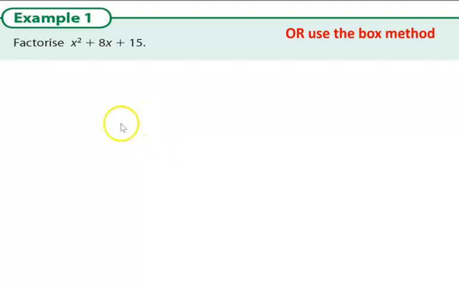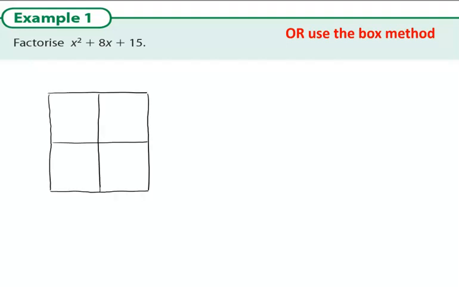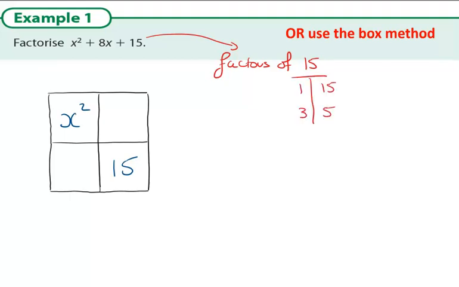So now I'm going to factorize using the box method, also known as the array method. So I've got 4 boxes, and I'm going to put the first term into the first box, x squared. And I'm going to put the last term into the fourth box, which is 15. I still get the factors of 15, 1 and 15, 3 and 5. And then I think, okay, what multiplied by what will give me x squared? X times x will give me x squared. So I know that x goes in the front of my 2 brackets.